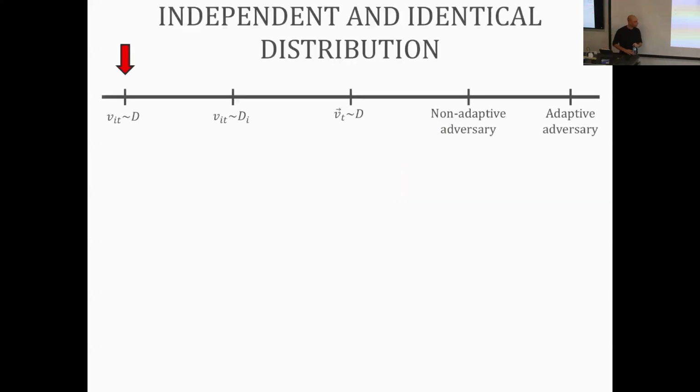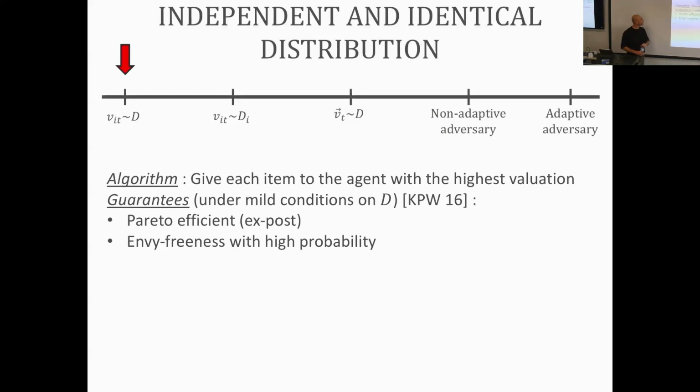Good. So let's swing far to the other side. Let's see what happens here. So here, the answer actually came from a paper that wasn't studying dynamic fair division, but just stochastic fair division. So if you just give every item to the agent with the highest valuation, this is obviously Pareto efficient. Right? We maximize the sum of values. And it's also NV-free with high probability. Okay, let's see why.